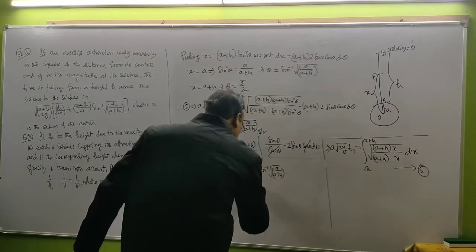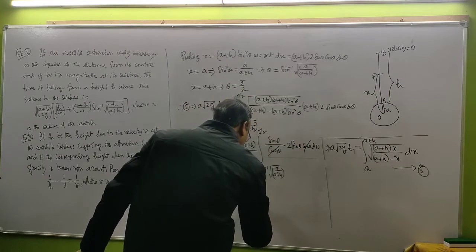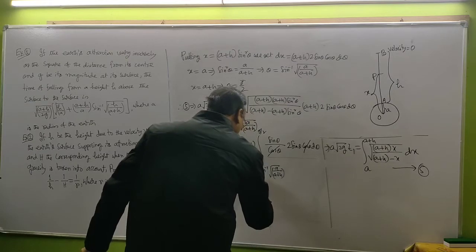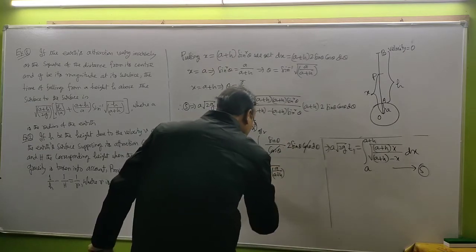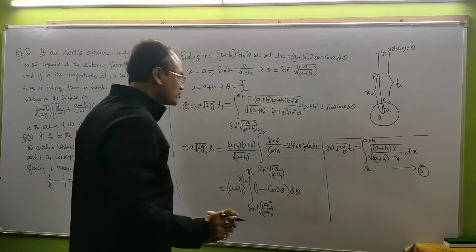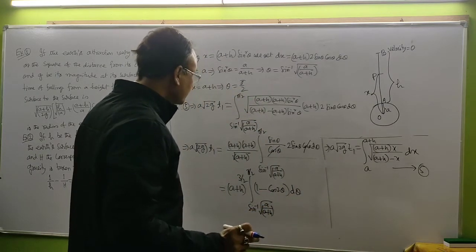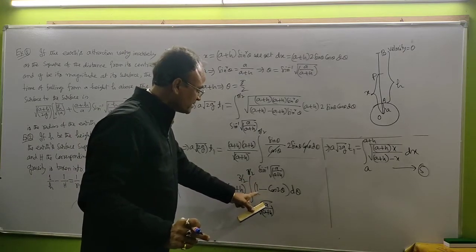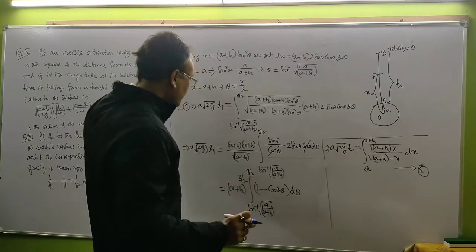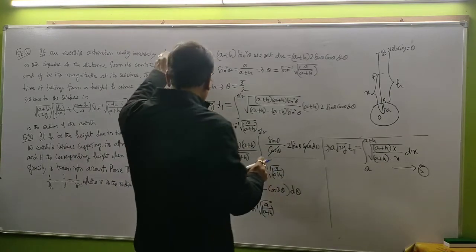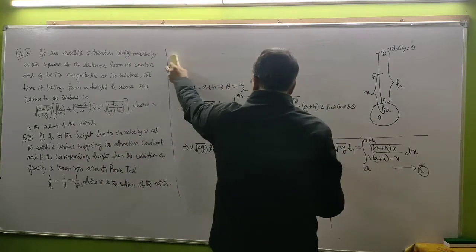Twice sin square theta, with limits sin inverse root over a divided by a plus h to pi by 2. Twice sin square theta means 1 minus cos 2 theta d theta. You may write like this. Now, what is the integration of this? Theta. What is the integration of this? Sin twice theta divided by 2.